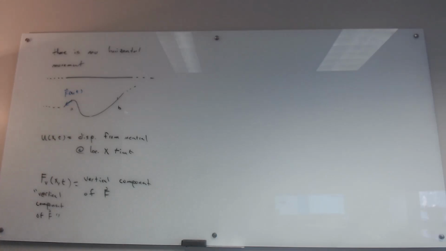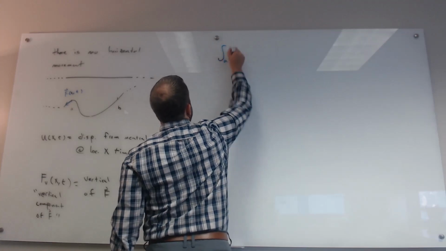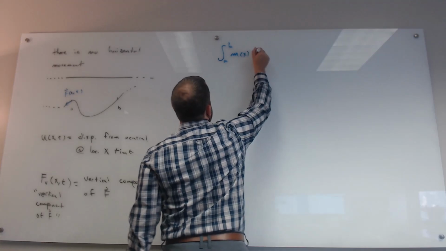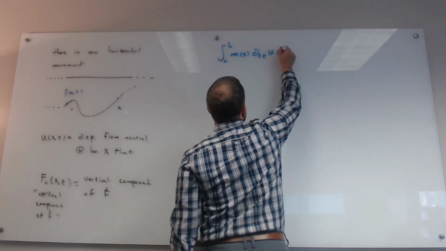And I want to compute the forces acting on this string two different ways. The first way, if I integrate from a to b the function m of x times the double partial derivative with respect to t.